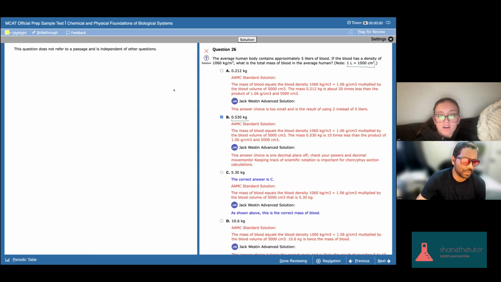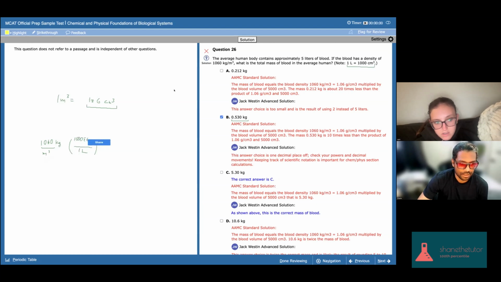Let's see. We know from before, I don't know if you remember, that one cubic meter would be 1E6 cubic centimeters. Right. So they're talking about the density, 1060 kilograms over cubic meters. And they're saying that 1 liter consists of 1000 cubic centimeters. So I can do what I did here, but put the 1000 in the front. So this should be 1000 E6.